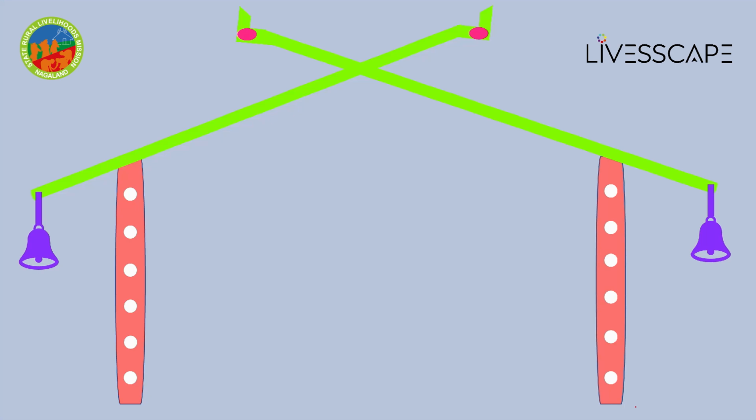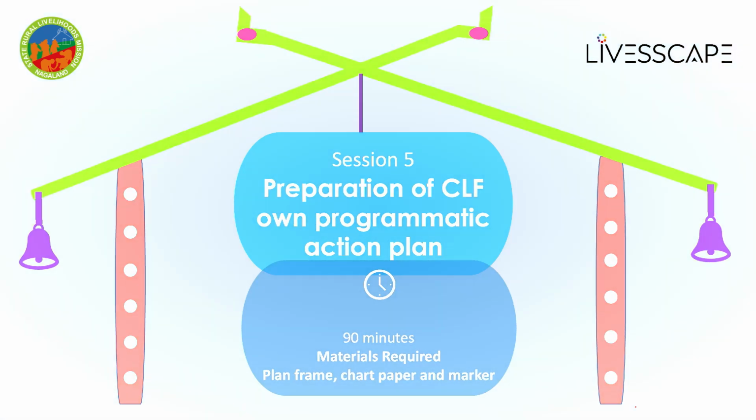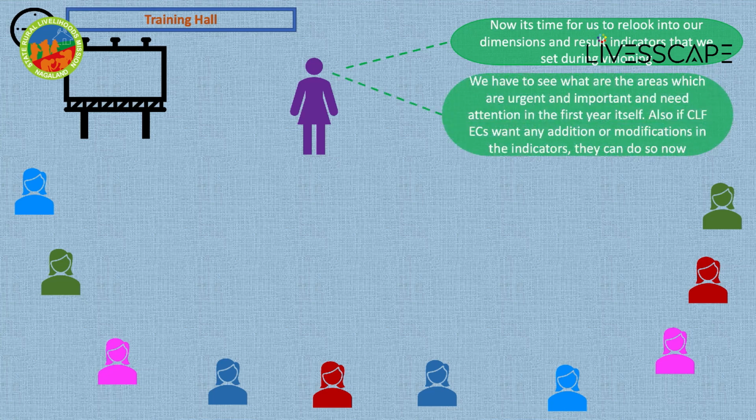We now go on to the fifth session of this training. This is known as the preparation of CLF's own programmatic action plan. This is going to take you 90 minutes. Materials required are the framework of the planning, the document, the format, chart papers where these documents and the format is replicated, and marker. Start the session by announcing, now it's time to relook our own dimensions and the result indicators that we had set during our visioning phase.